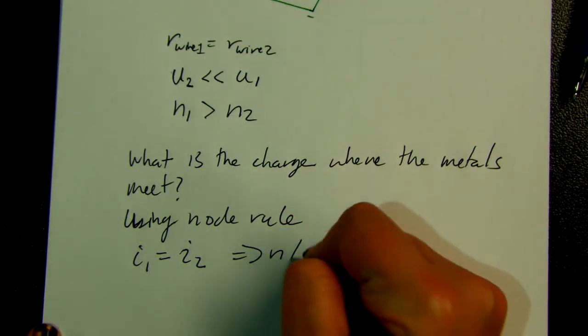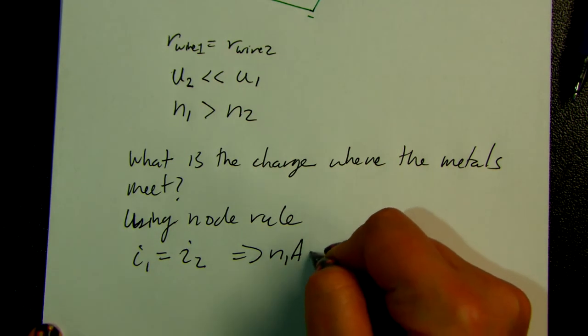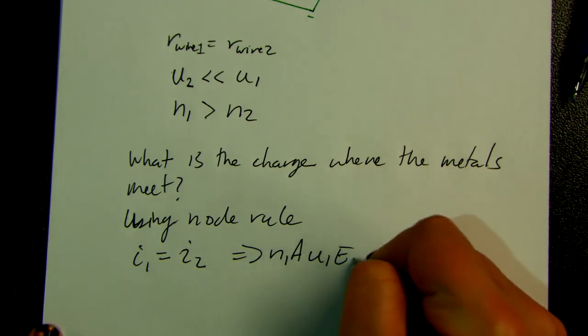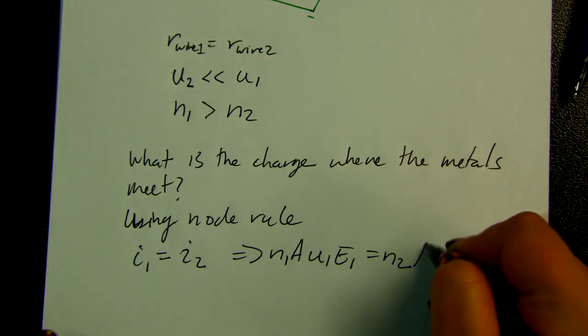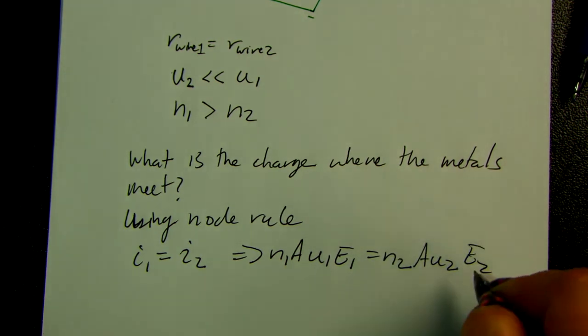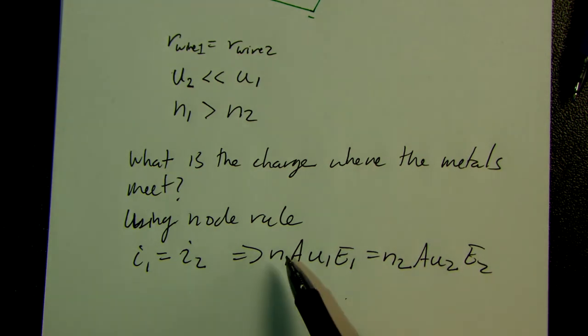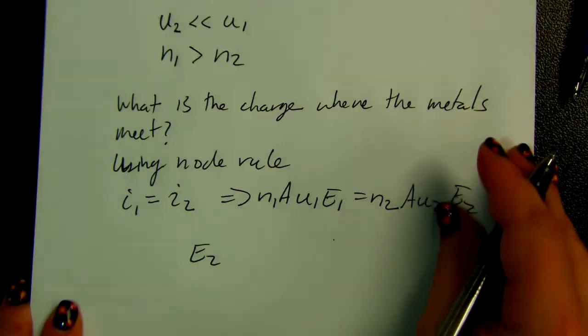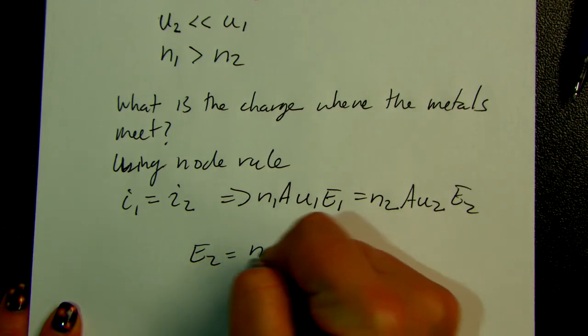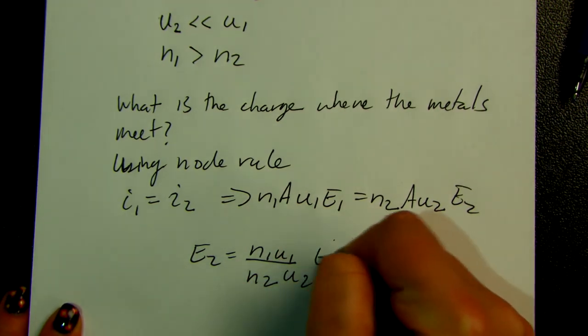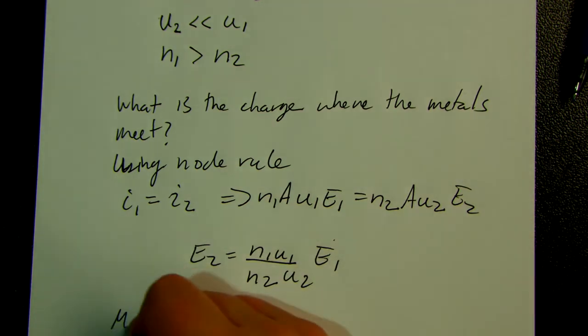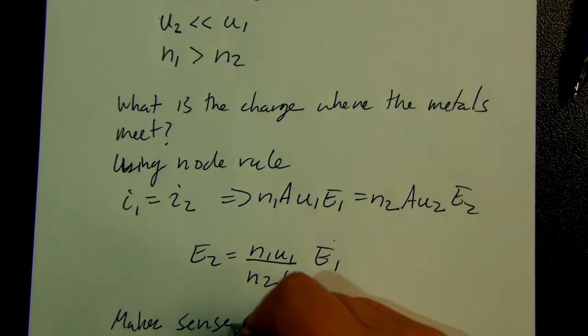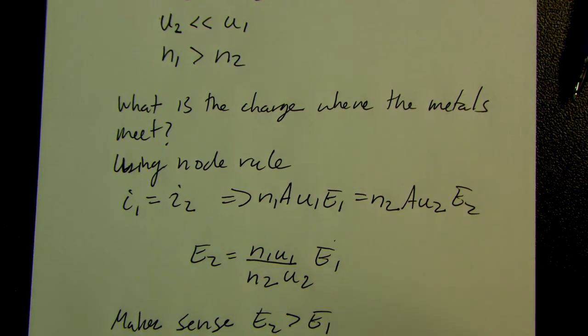So this implies n1 u1 E1 is equal to n2 u2 E2. We know that the areas are the same. We know n and u are different, and we would then infer that E1 and E2 are different. So we'd get that the electric field in metal 2 is equal to n1 u1 over n2 u2 times E1. And this makes sense: E2 is larger than E1.